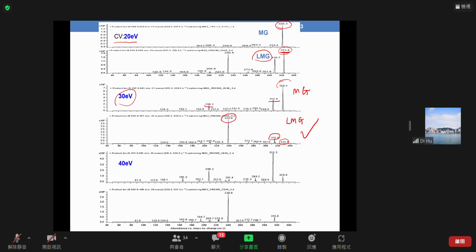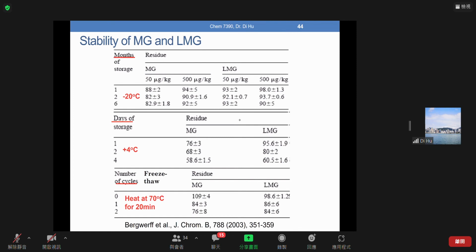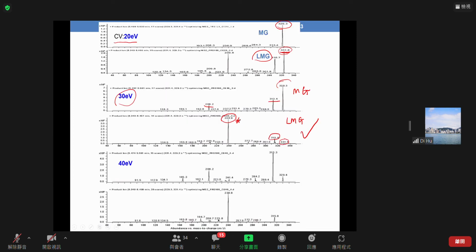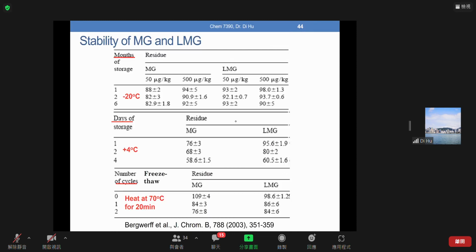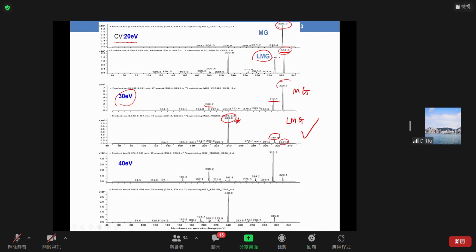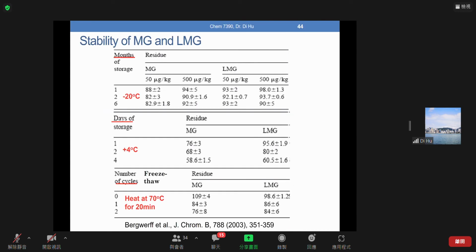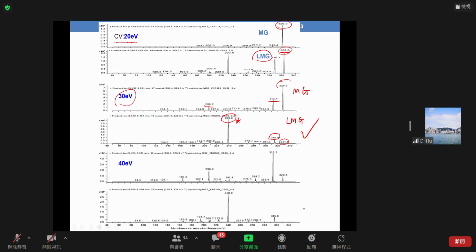And obviously, which one do we use for quantification? The most abundant pair, so this 239. And then for this one, we use it for confirmation of the ratio. Okay, so that means 30 eV is good for nucleomethyl green.